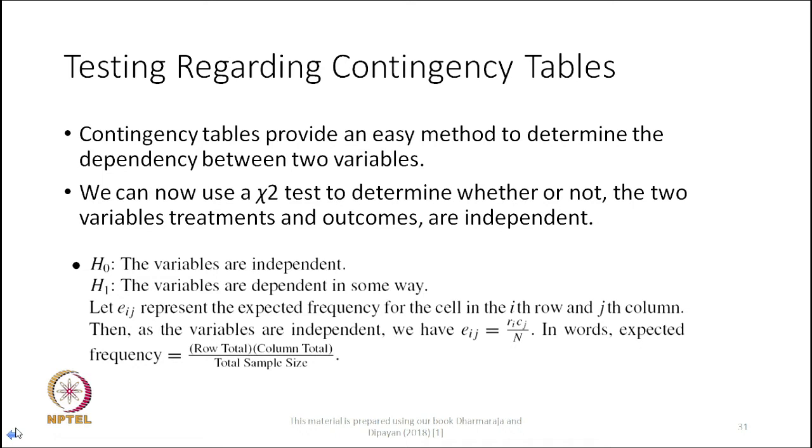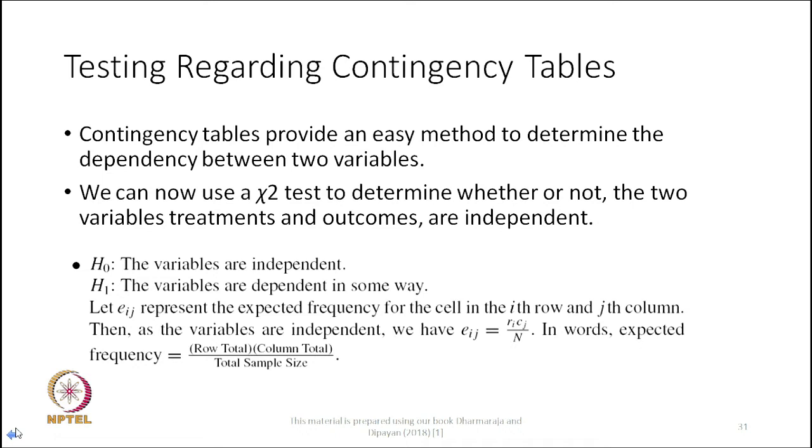So, we start with the null hypothesis that those variables are independent, and the alternate hypothesis that they are not independent. That means there is a dependency between those variables. So, we are going to verify, or reject, the null hypothesis that those variables are independent, using a random sample of size n and a given level of significance alpha.